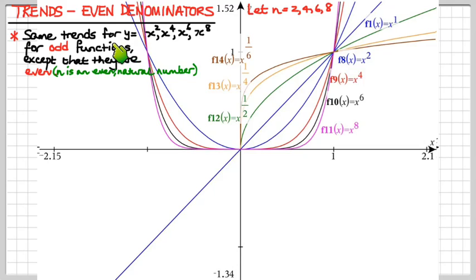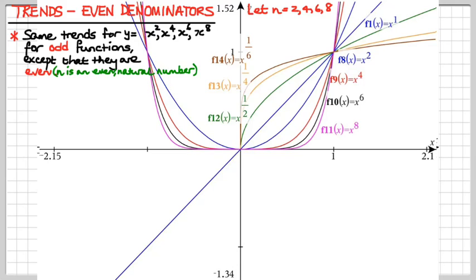So what am I saying? The same trends as we observed on the previous screen for x squared, x to the 4th, x to the 6th and x to the 8th, compared to x to the 1, 3, 5 and x to the 7. The same as we got for those odd functions on the previous screen, except these functions here, x to the 2, 4, 6, 8, are actually even functions, right? Where n in this screen is an even natural number, 2, 4, 6, 8.